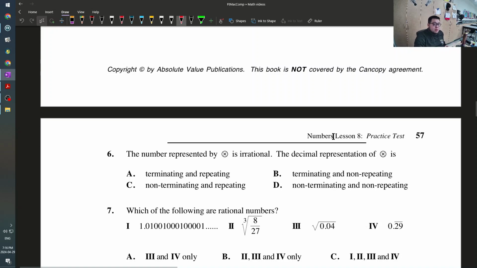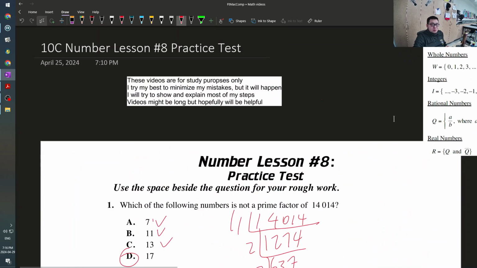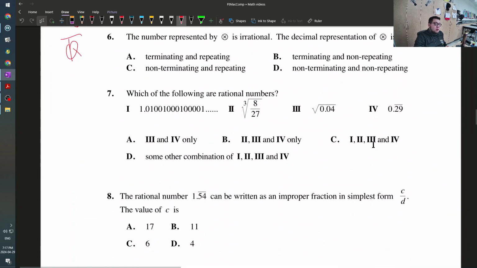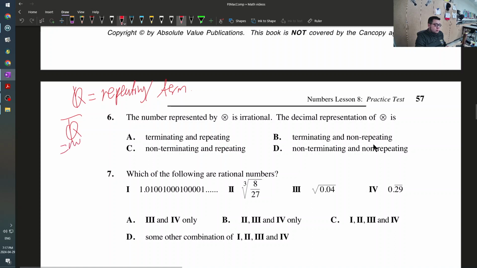6. The number represented by this is irrational, the decimal representation. So rational means repeating or terminating. Irrational means, let me just double check to make sure I'm using the symbol right. Yep. Irrational means non-repeating and non-terminating. So if it's non-repeating and non-terminating, 6 is D.